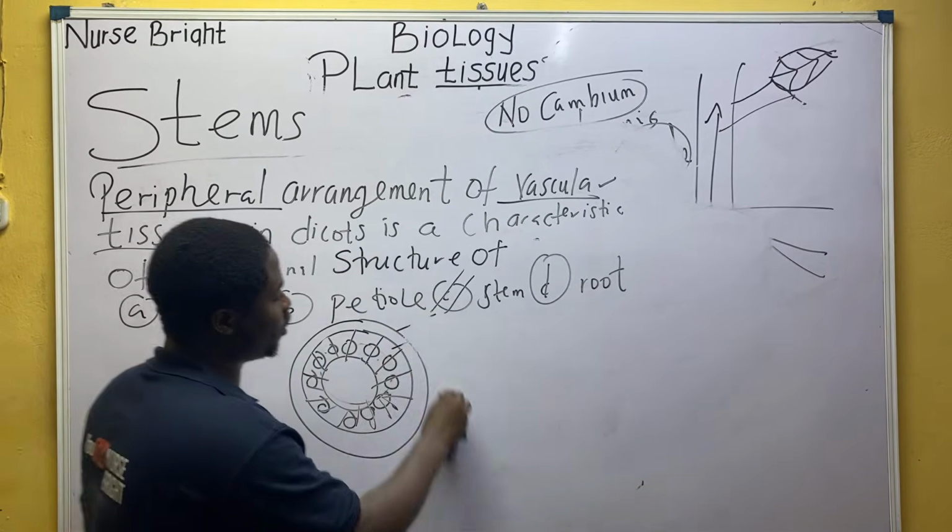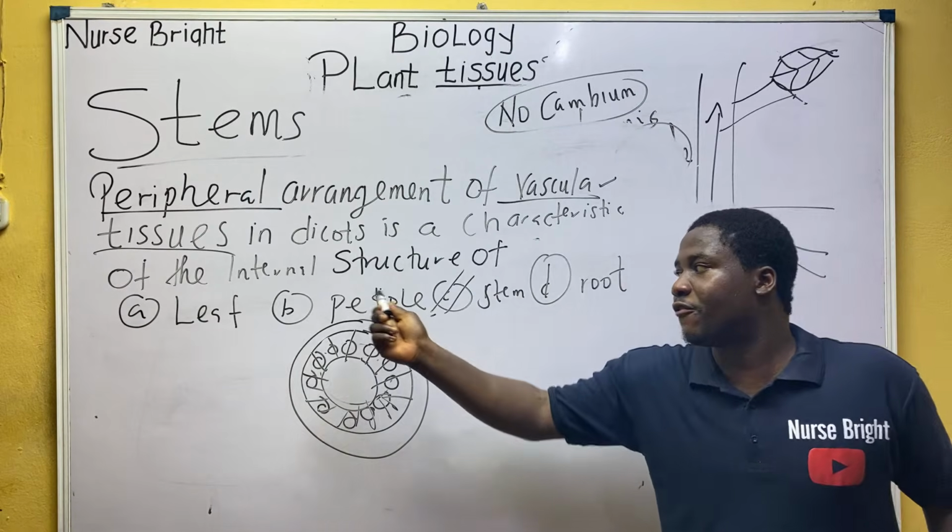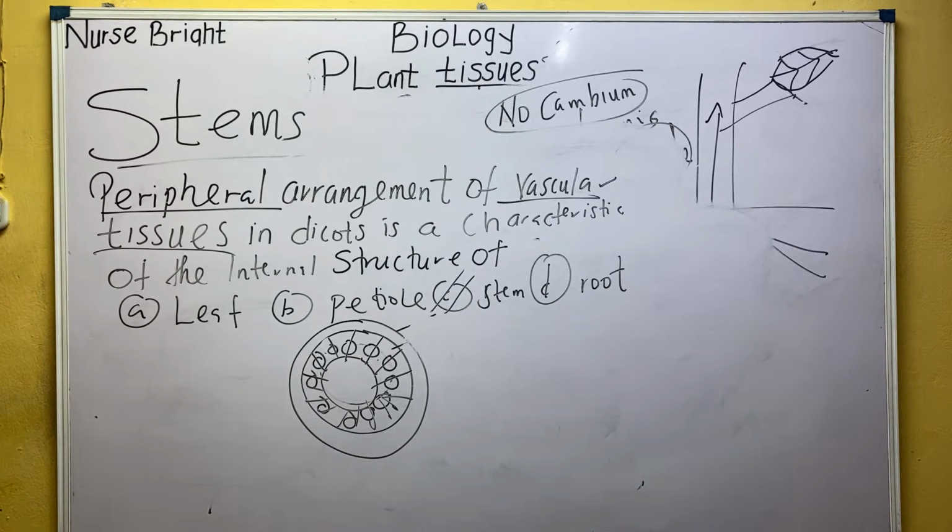Very good. So the answer to the question will be stem, not root. All right, what about the leaf? What is a petiole? That's the question you asked me. I taught us about the petiole when I taught us the leaf. What is a petiole?